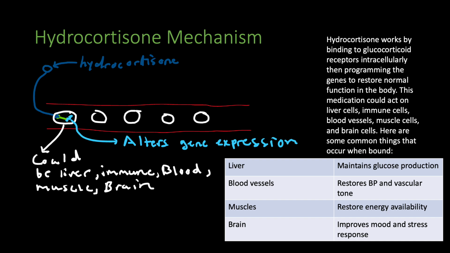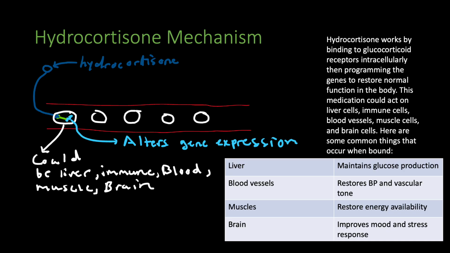Hydrocortisone works by binding to glucocorticoid receptors intracellularly, then programming the genes to restore the normal function of the body. It could act on liver cells, immune cells, muscle cells, brain cells, and this table shows some of the common things that occur when they're bound.